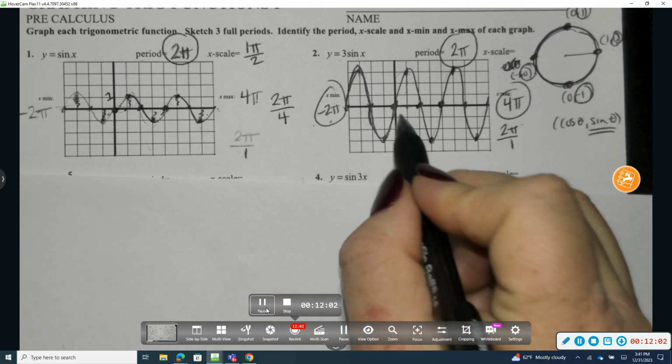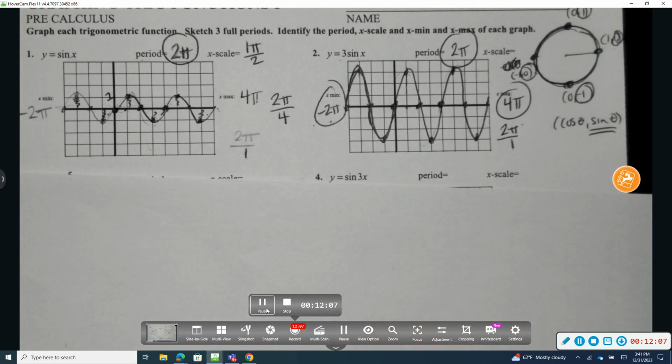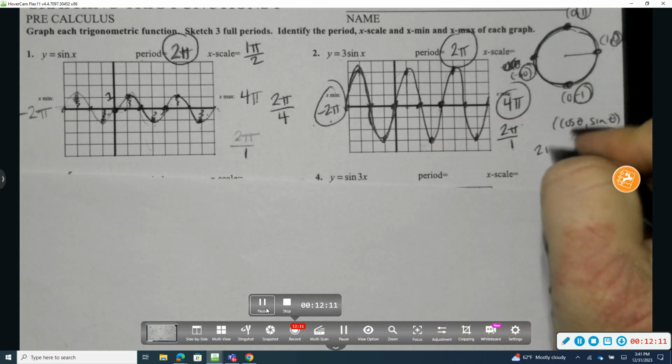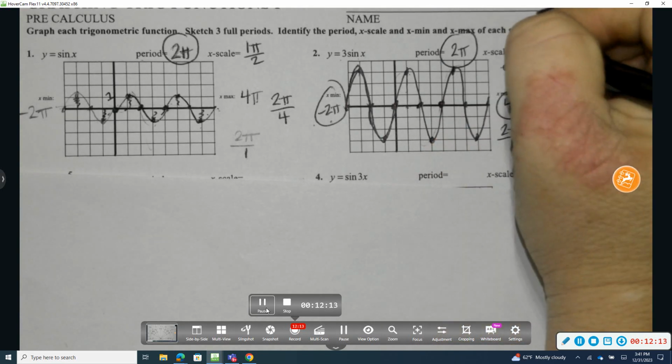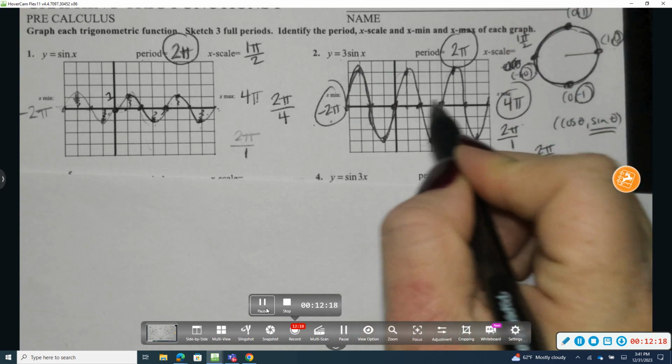And now let's talk about the x scale. What is the distance of each one of these steps along what we think of as the x-axis? I take the period length and I divide it by 4. 2 pi divided by 4 reduces down to pi over 2. This is the distance of pi over 2, pi over 2, pi over 2.